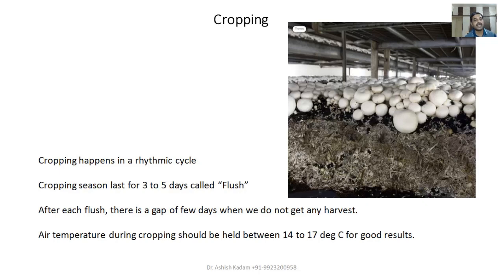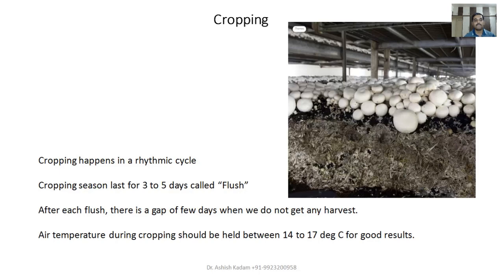So cropping happens in a rhythmic cycle. There is a particular pattern we have to maintain when we are harvesting the button mushroom. This is also a very interesting thing. The cropping season lasts for 3 to 5 days, and that is called one flush. After each flush there is a gap of a few days. In India we consider it as 5 to 7 days. So we have to give a gap of 5 to 7 days, and after that we get the second flush. Air temperature during cropping should be between 14 to 17 degrees centigrade for a good result.